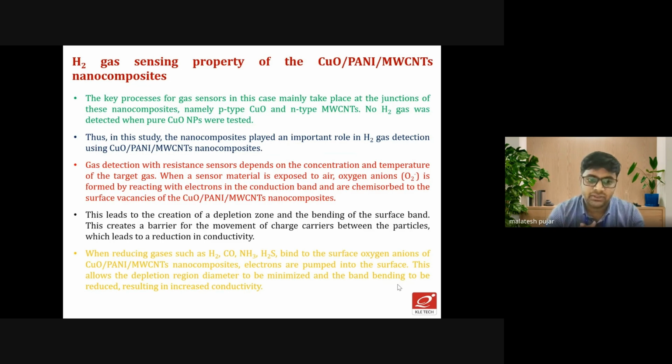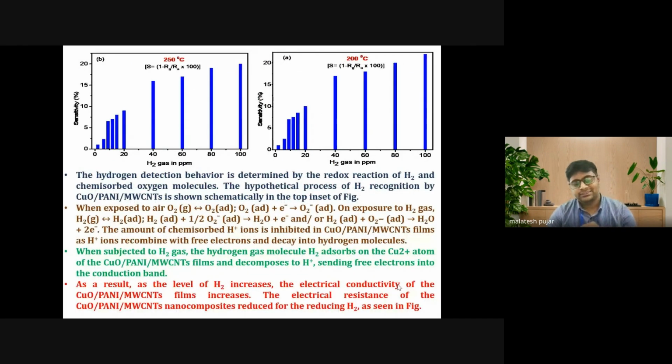Here, what we have to understand from this work is that when we introduce hydrogen, NH3, or H2S, they bind at the surface of the oxygen anions. Here the hydrogen we have used starts binding with the surface of our nanocomposite, and electrons start to be pumped out into the surface. This allows the depletion region diameter to be minimized and band bending to be reduced, resulting in increased conductivity. This is a representation of the same data with respect to the sensitivity.